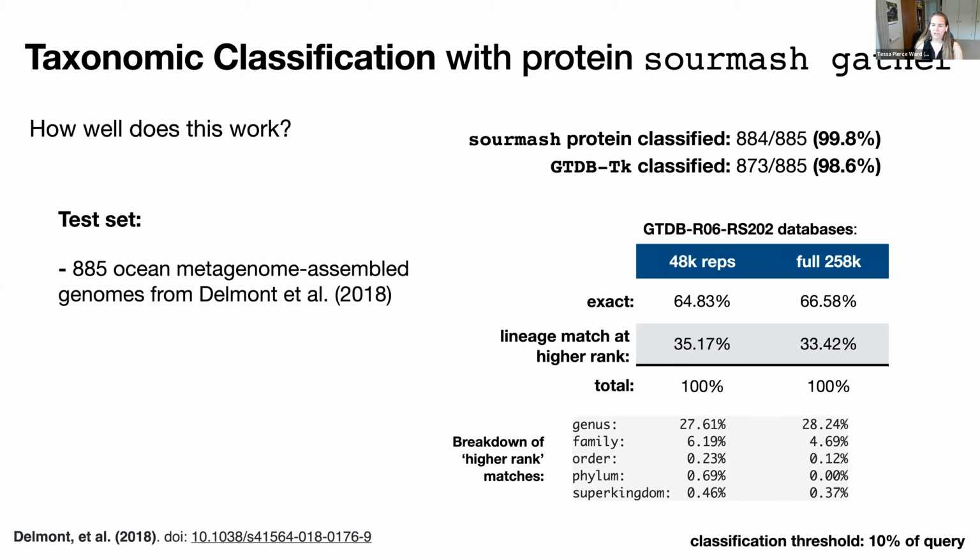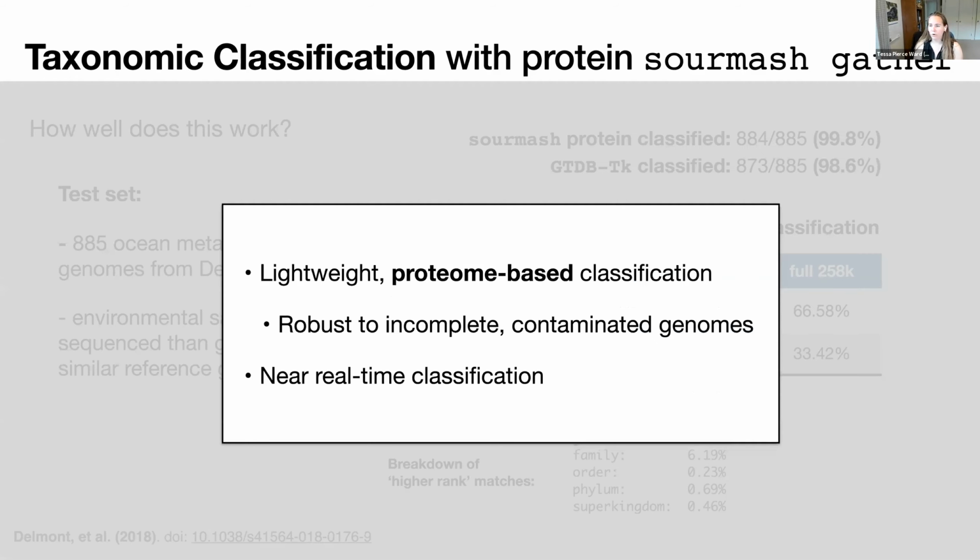So we got the exact same genus-level classification, but a different species was selected as the exact classification. So we need to look into those differences there. But it's promising because this is a really lightweight whole k-mer, or whole proteome k-mer based classification, which means it's likely going to be a little more robust to incomplete and contaminated genomes. And then, of course, because it's k-mer based, it offers near real-time classification.